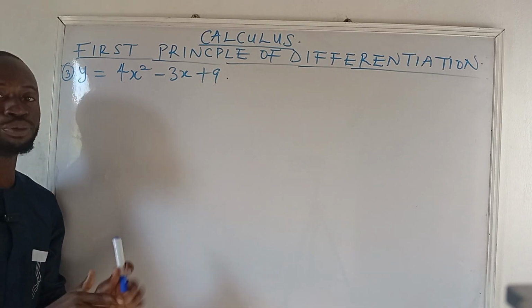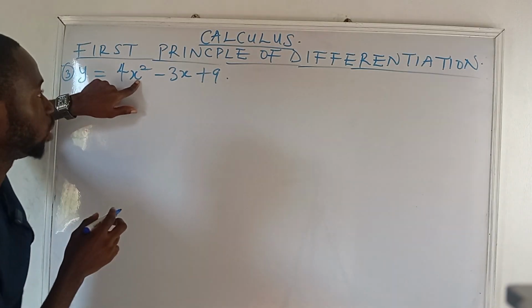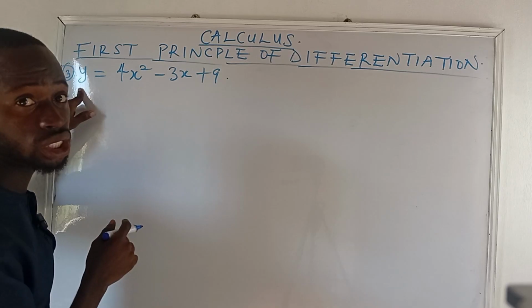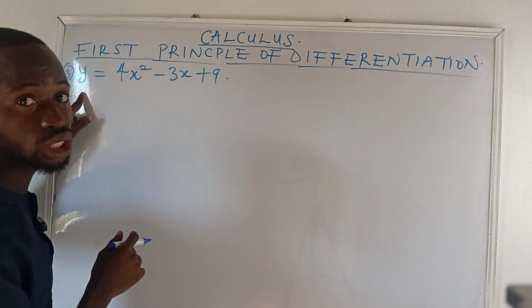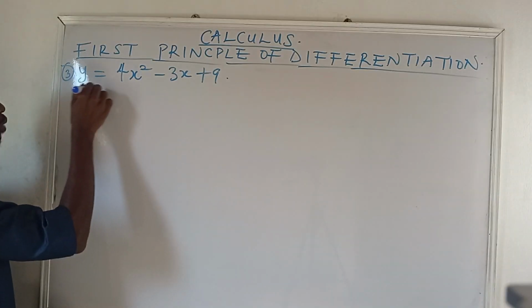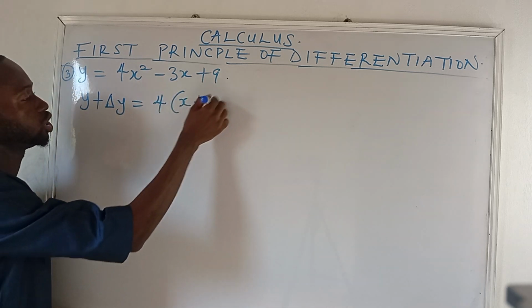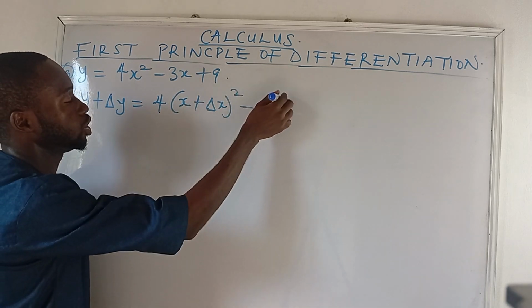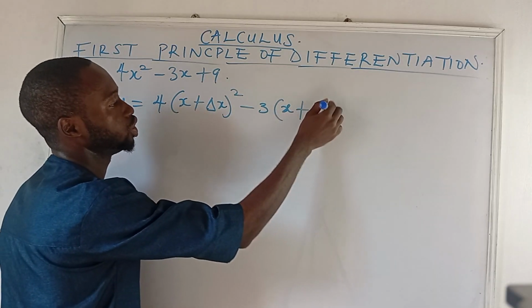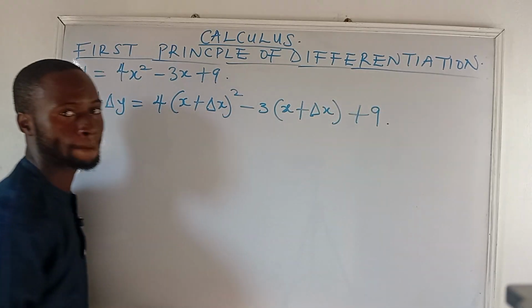So we are still following the same process. And what's the first process? Wherever I see y, I put y plus change in y. Wherever I see x, I put x plus change in x. So we do that quickly. y plus change in y will give us 4 into x plus change in x squared minus 3 into x plus change in x plus 9.